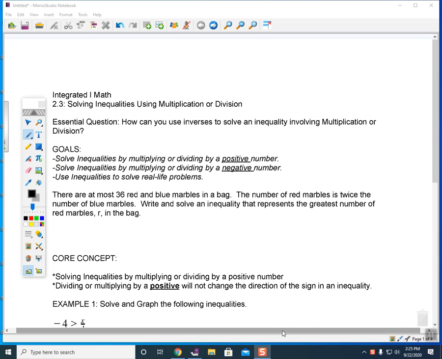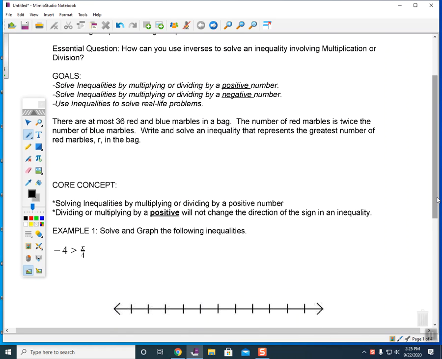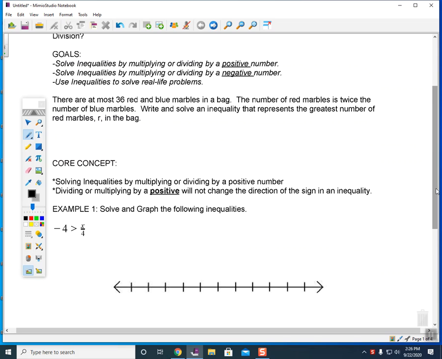All right, so we have been talking about adding and subtracting involving inequalities, so we're going to move on to multiplying and dividing. Our goal today is to solve inequalities by multiplying or dividing by a positive number and by a negative number. There is a difference in how we deal with those, so we'll talk about that in a second.